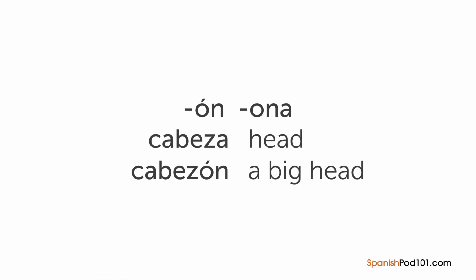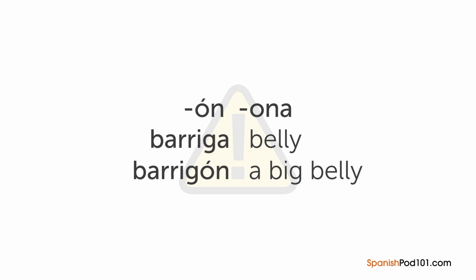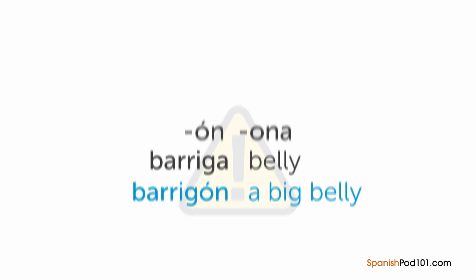Let's do some examples so you can learn how to use augmentatives correctly. On or ona are common augmentative suffixes, and they are used with words like cabeza, meaning head, to make cabezón, a big head. Note that sometimes this is used in a bad or mocking sense. For example, from barriga, belly, we get barrigón, a big belly.